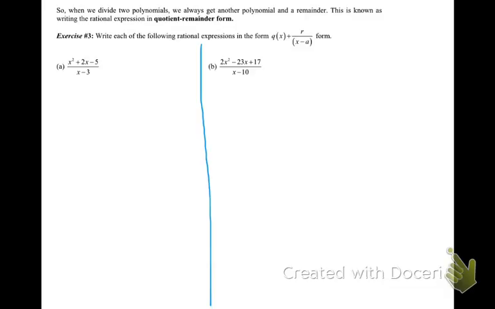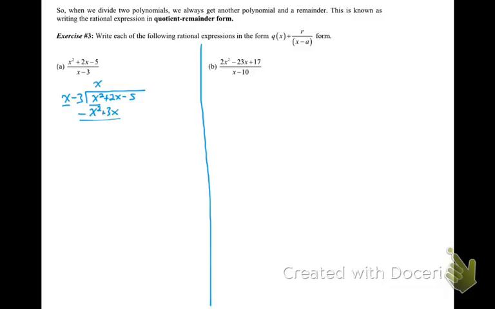Okay, so let's check your work. Doing polynomial long division, we have x squared plus 2x minus 5 divided by x minus 3. Ask yourself what multiplies with x to give me an x squared. X does. So if I multiply the x by the x minus 3, you should have gotten x squared minus 3x.